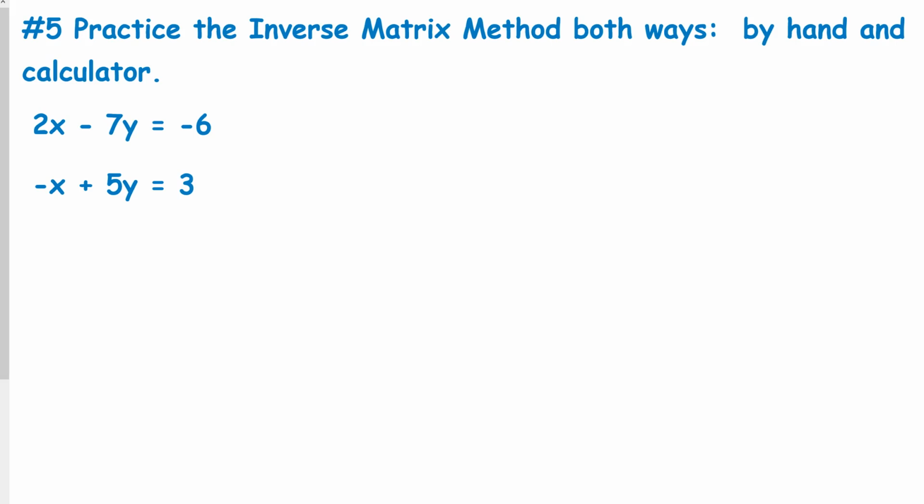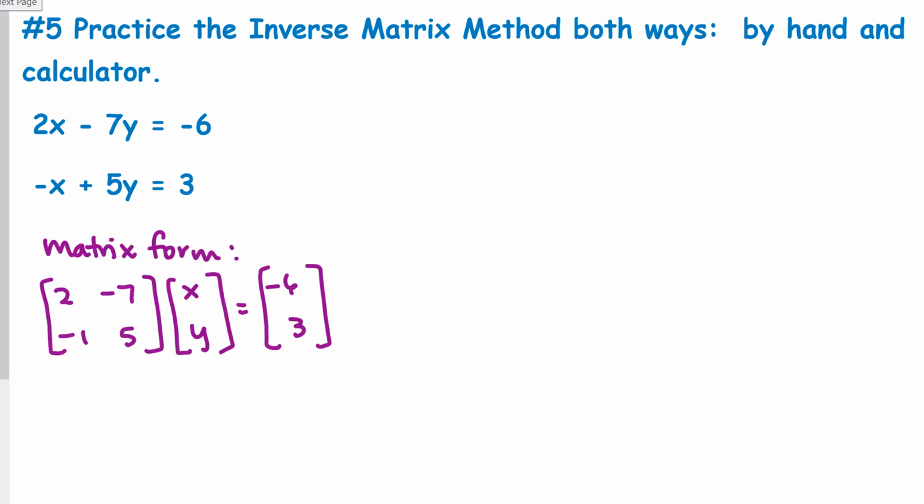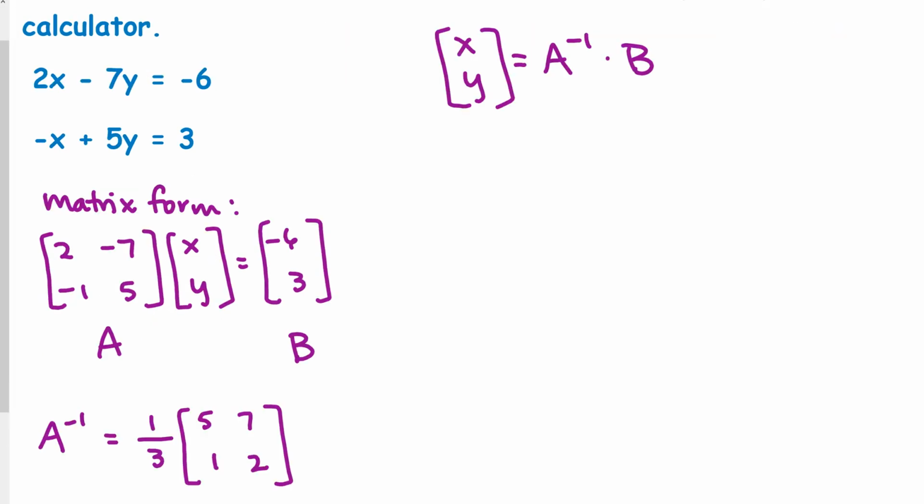So here's a practice problem. I would suggest you do it. I'm not going to step through all the steps because the videos are getting long, but I'll just pause, write all the steps, and resume, and you can do the same. So the first step was to write the matrix form, and I labeled the matrices A and B.